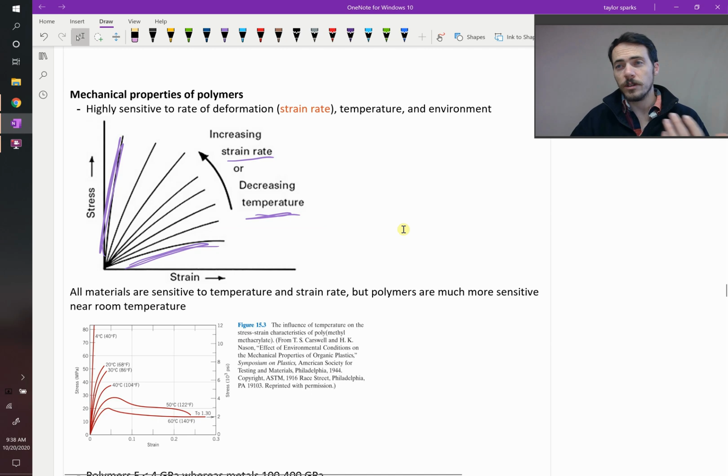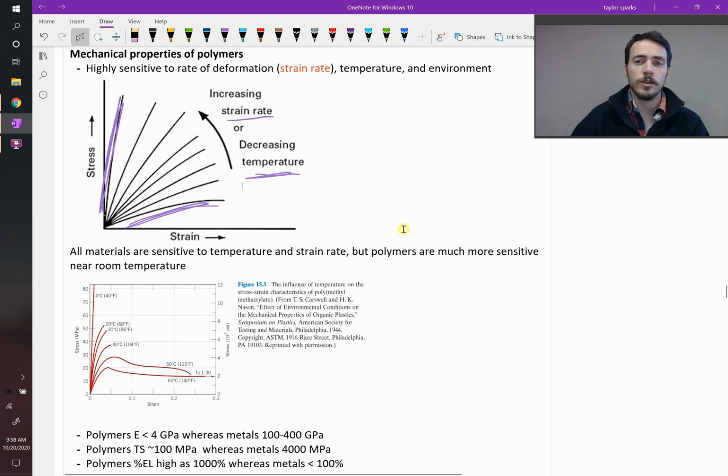In fact, all materials are certainly responsive to those things. But polymers are very responsive to them near room temperature, because at room temperature, we're not all that far from the melting point for this. But if I take something metal, like aluminum or ceramic, the melting point's quite a ways off, and so you don't notice it at room temperature as much. But all materials are sensitive to strain rate and temperature, okay?